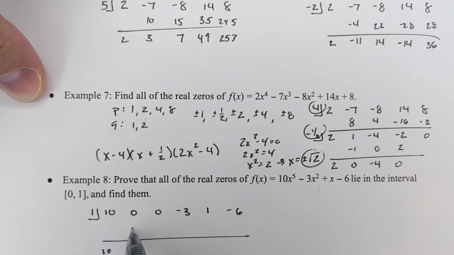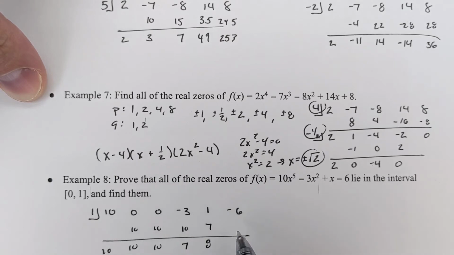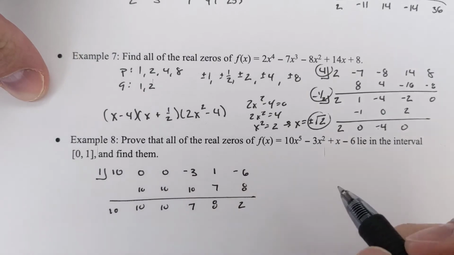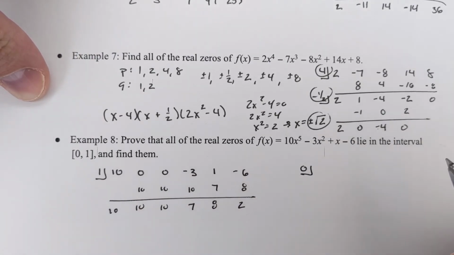So the 10 falls, that's 10, which is 10. 1 times 10 is 10, that's 10. 1 times 10 is 10, that's 7. 1 times 7 is 7, that's 8. 1 times 8 is 8, that is 2. All non-negative. So this is the biggest value. There are no zeros more than 1.